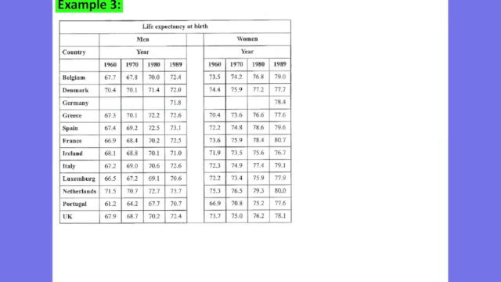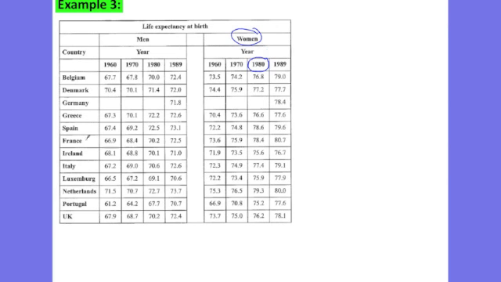Example number 3. The table gives the life expectancy at birth in years for men and women born in 1960, 1970, 1980, and 1989. We can see here split men and women. A woman was born in Ireland, this is here, in 1980. So it's a woman born here in 1980. Write down her life expectancy at birth.